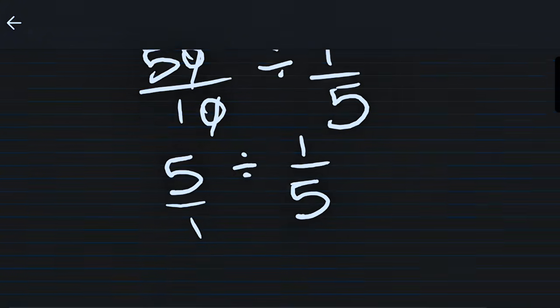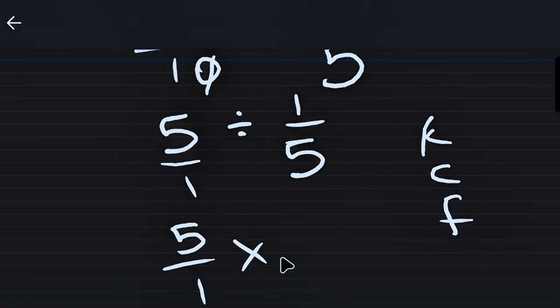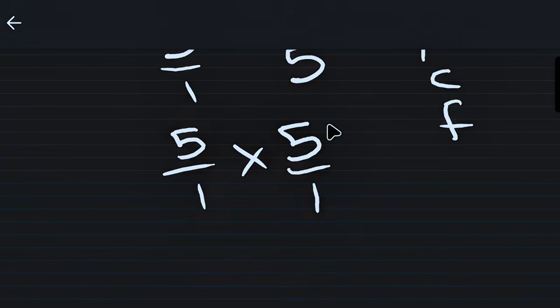So we are going to apply the KCF rule again. So from here, we'll keep 5 divide by 1 and change this division to multiplication, and we'll flip this. So it's going to be 5 divided by 1. So from here, 5 multiplied by 5 equals 25, and 25 divided by 1 equals 25 as the right answer.